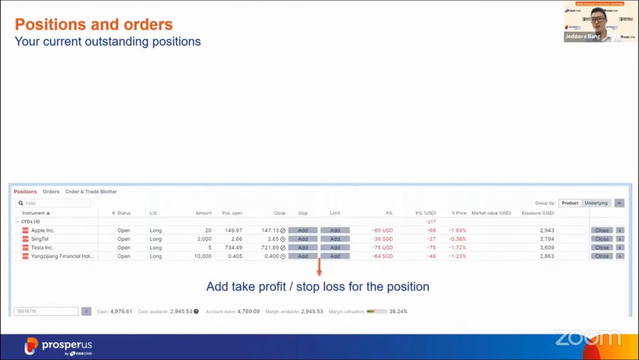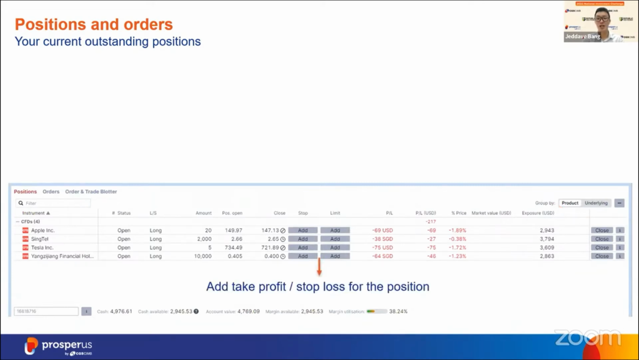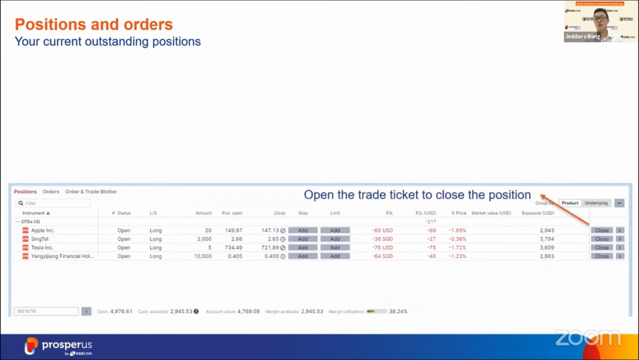You will see that none of these orders have take profit or stop loss orders recorded in them. So if you want to add any take profit or stop loss, you can click respectively at any of the segments under add for the share, and they will allow you to set a take profit or stop loss point for all the shares. Okay. Next, when you click close, you open the trade ticket to close the position. Do take note, this is the ideal method to close any position that you have.